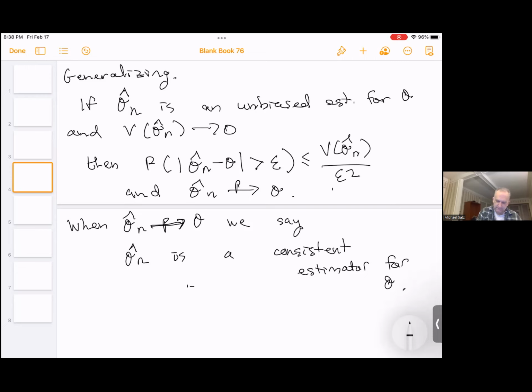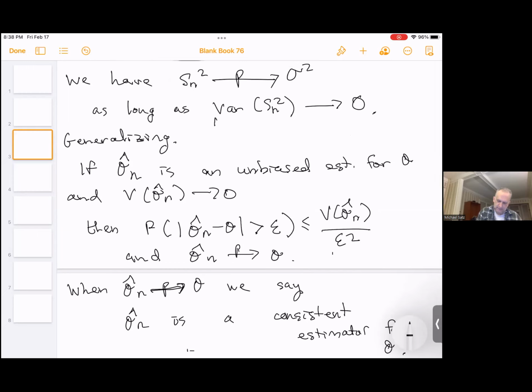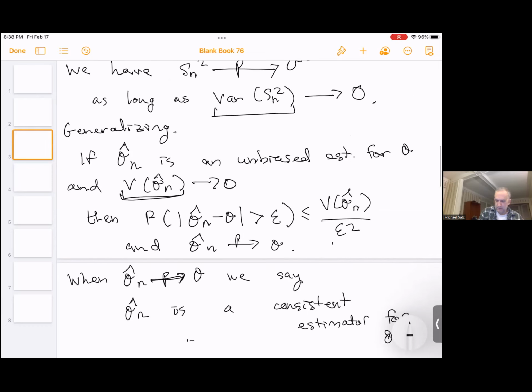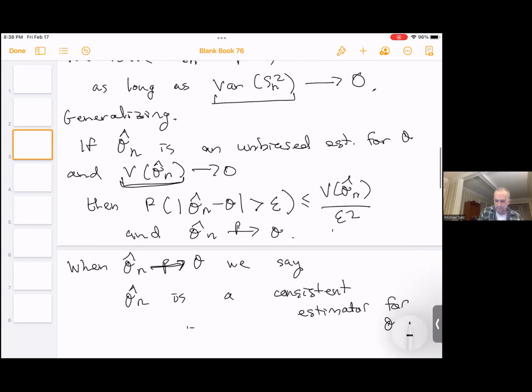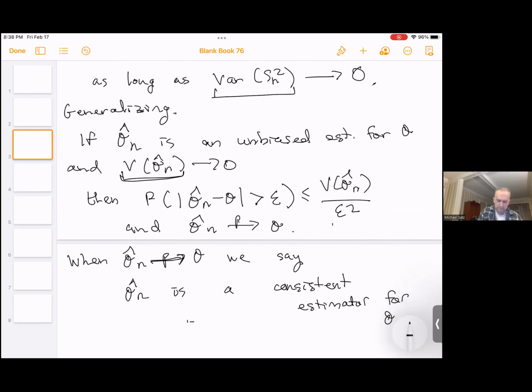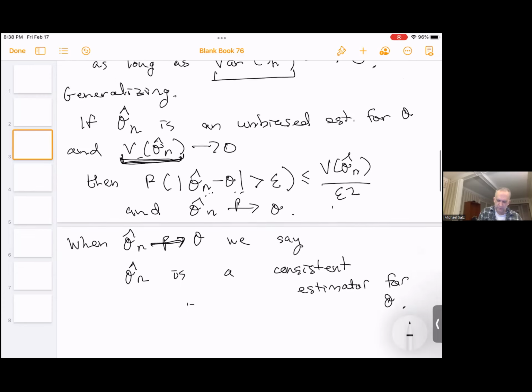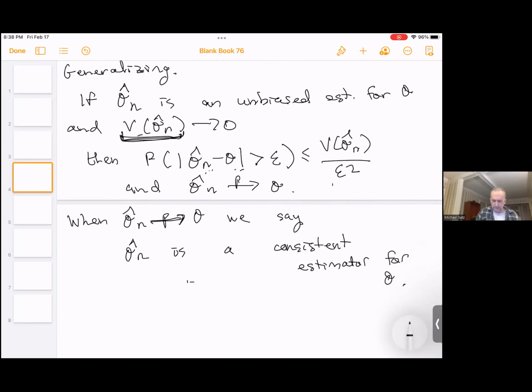But if you want to use this, that the variance of it goes to 0, then it does need to be unbiased. Otherwise, you just have to show some other way that it converges in probability to theta using the definition.